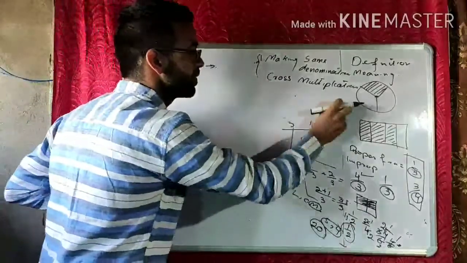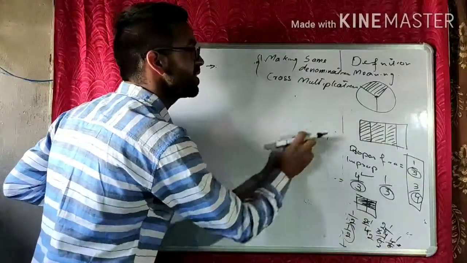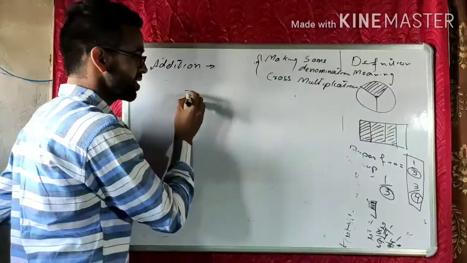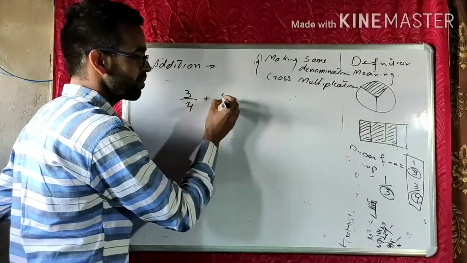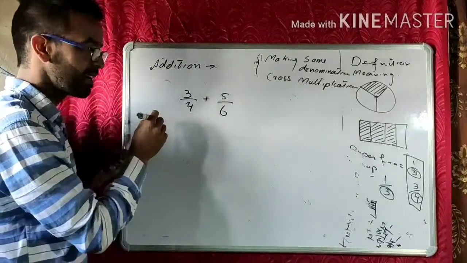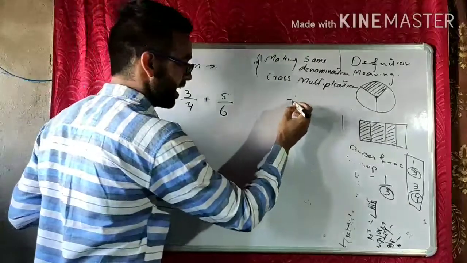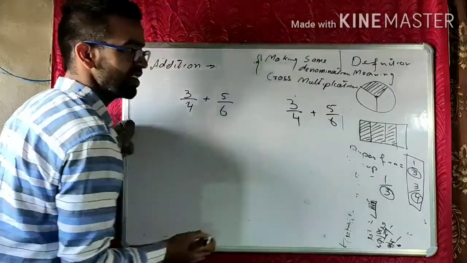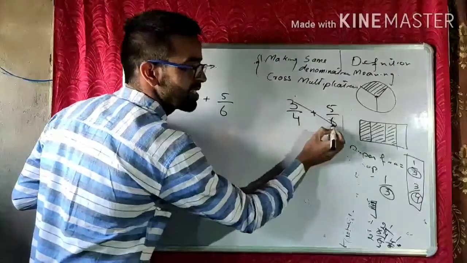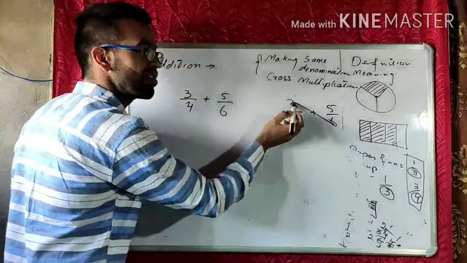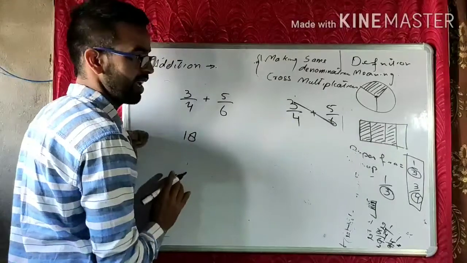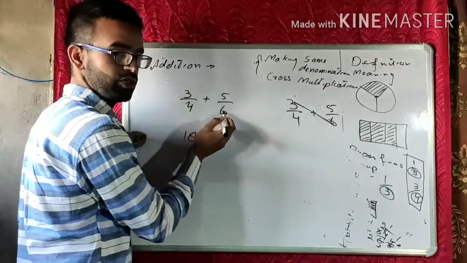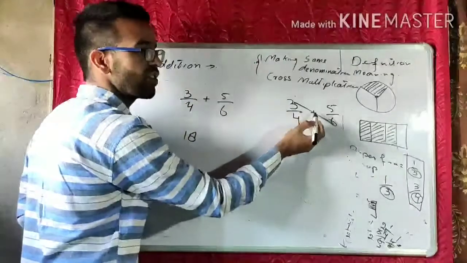For example, we will take the second method, cross multiplication. For example, 3 divided by 4 plus 5 divided by 6. This is the second method. We multiply 3 and 6, this is addition here. 3 6s are 18, and we will show it on this side.